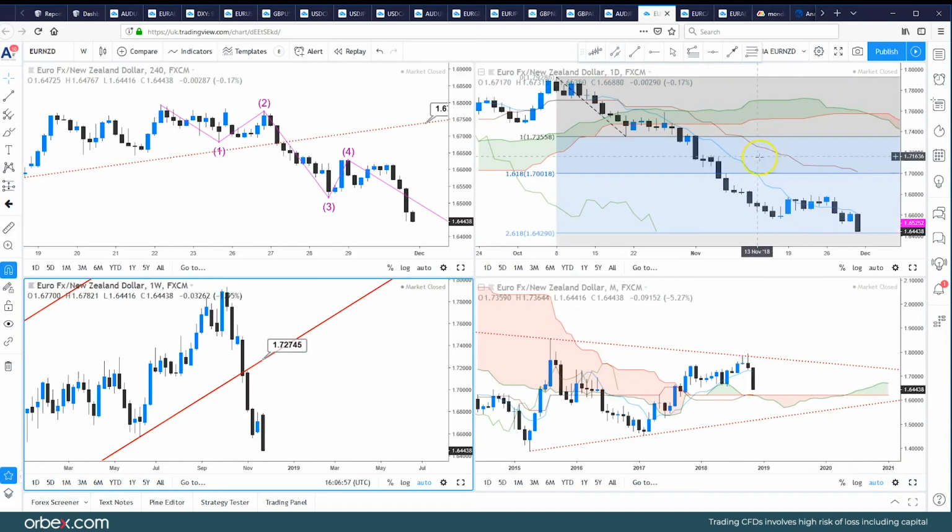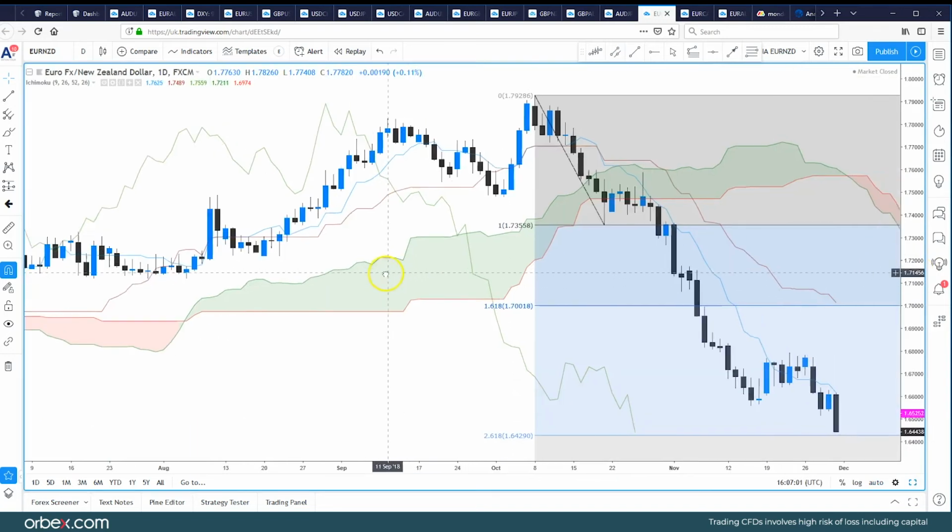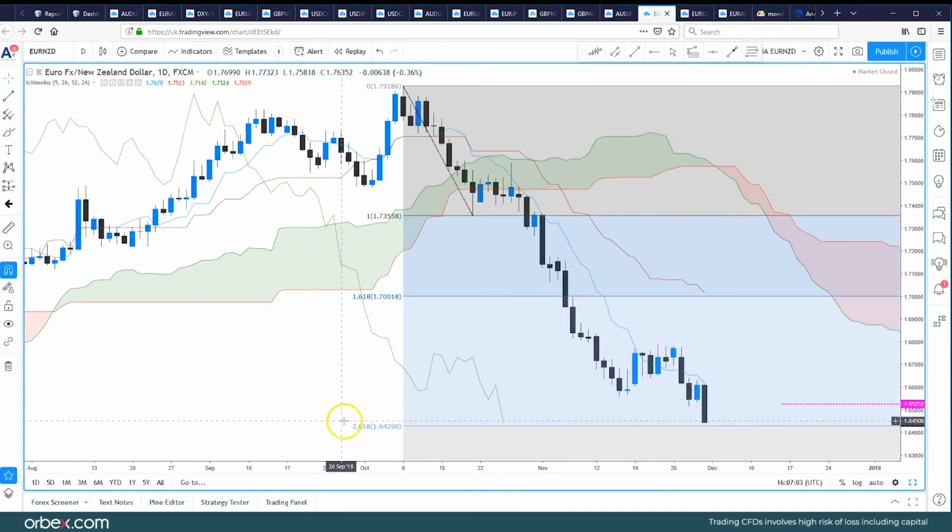If we go to this time frame, which is the daily chart, we can see that we're very close to a 261.8% extension level, or 164.29. As long as we close this week above 162.25, then the bias reverses. We're looking for a correction higher towards that reverse trendline resistance.